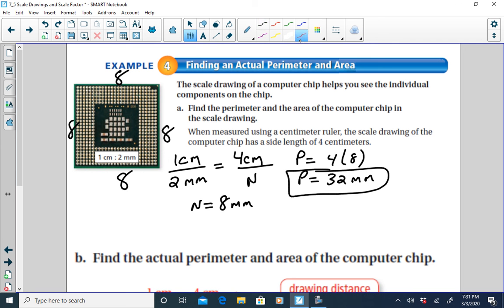The area, we'll change colors. Area is going to be equal to the length of the side squared, because it's the area of a square. So the length of the side is 8. Area is going to be equal to 8 squared, so the area is going to be equal to 64. These are square millimeters.